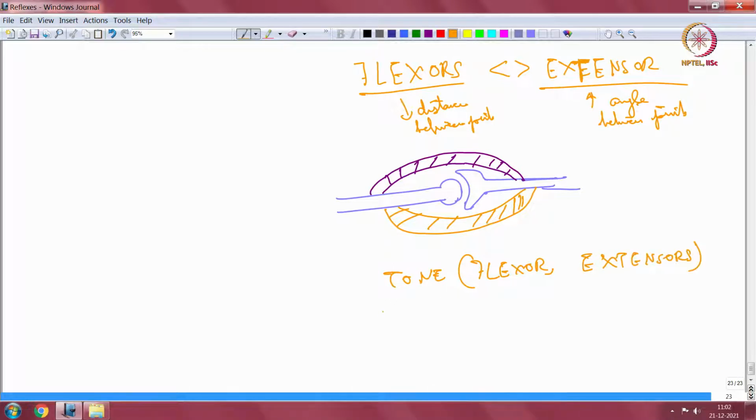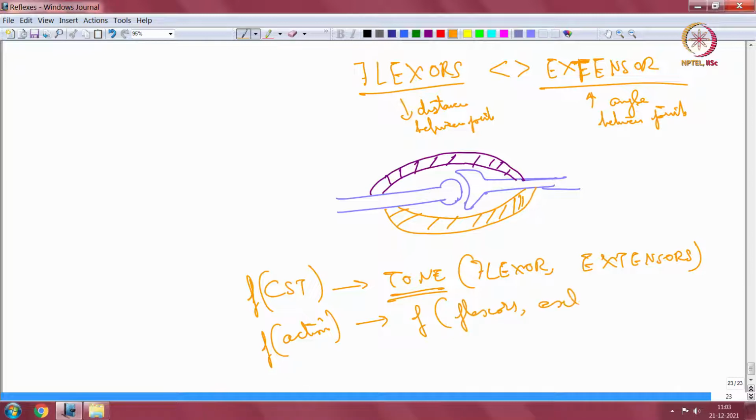So, it is common, and this in turn is dependent upon corticospinal tract activation. So, function of the corticospinal tract produces tone in both flexors and extensors. Now, when you have activation coming from above, it would cause a change in both flexors and extensors. So, how do you do that? You can do it centrally or you can do it peripherally.